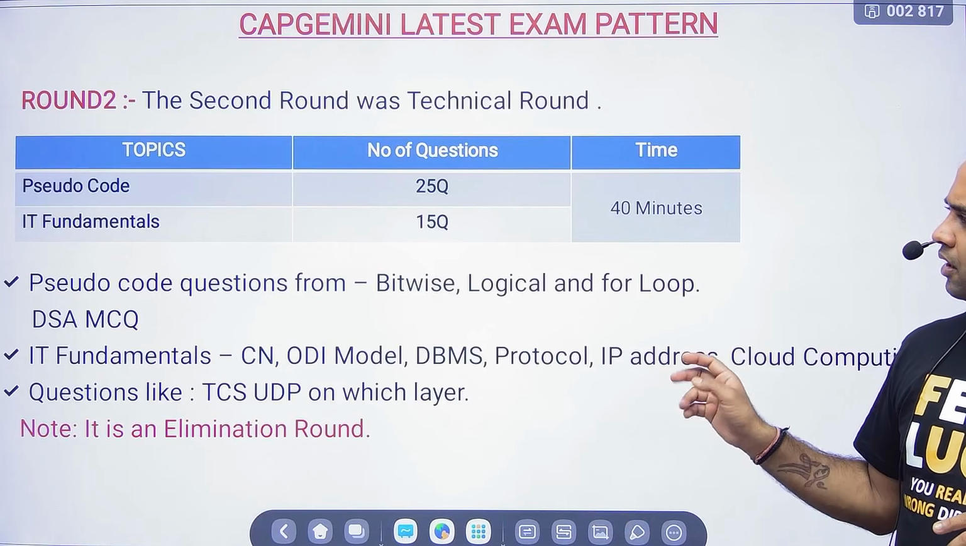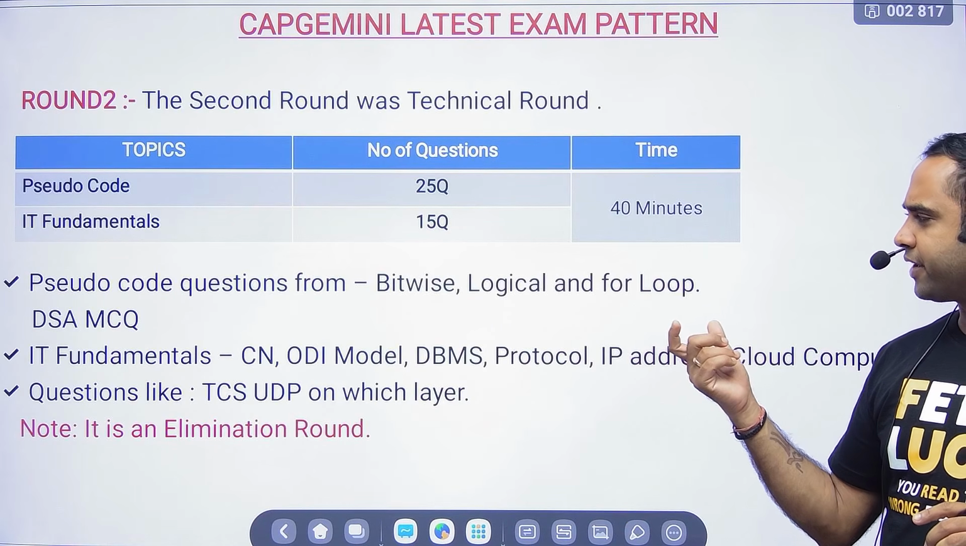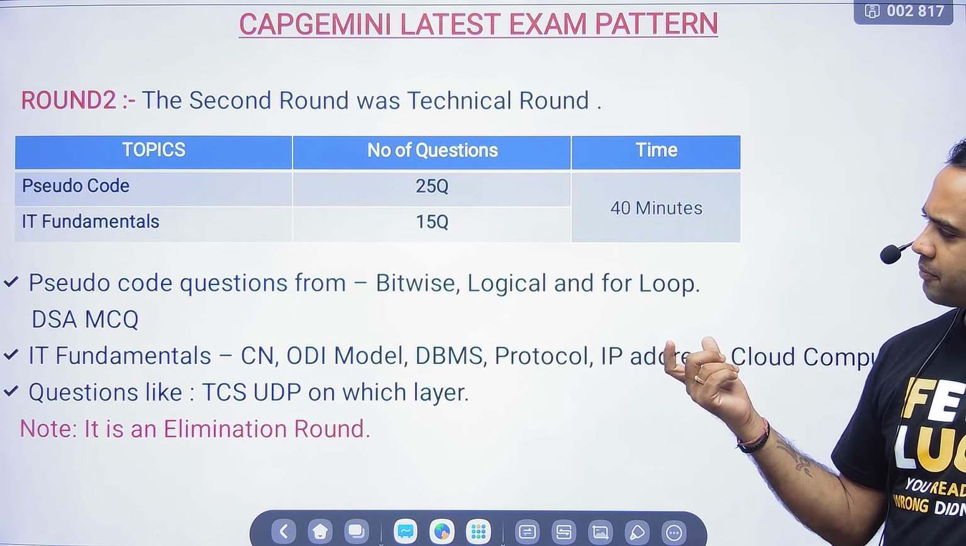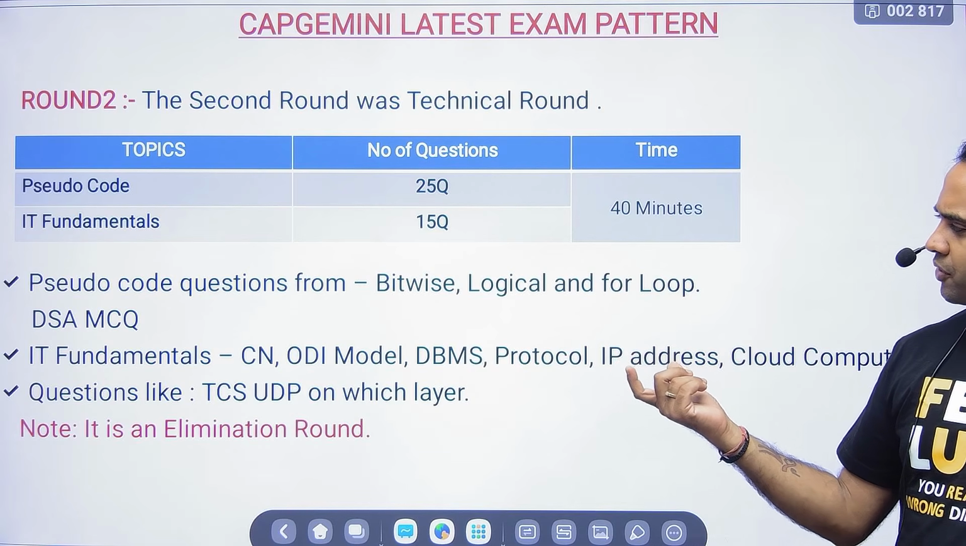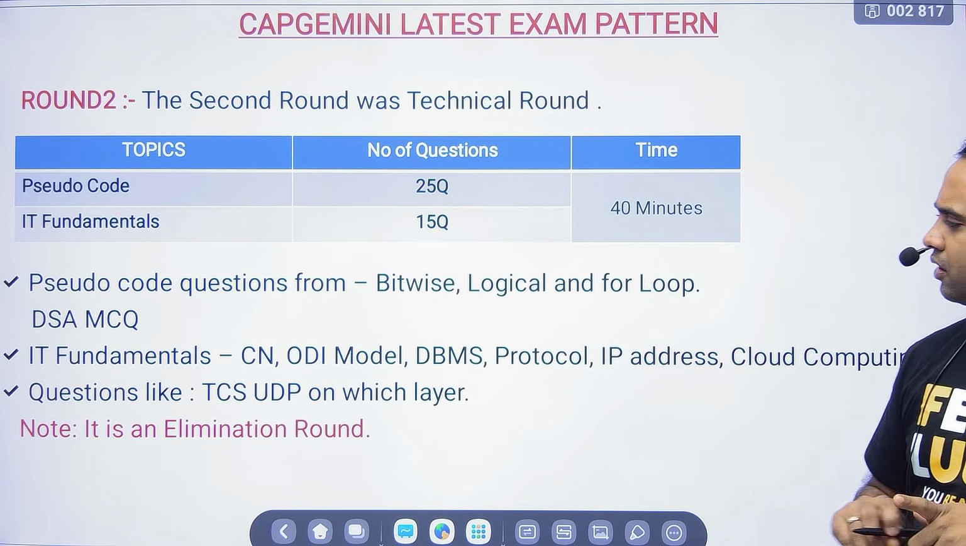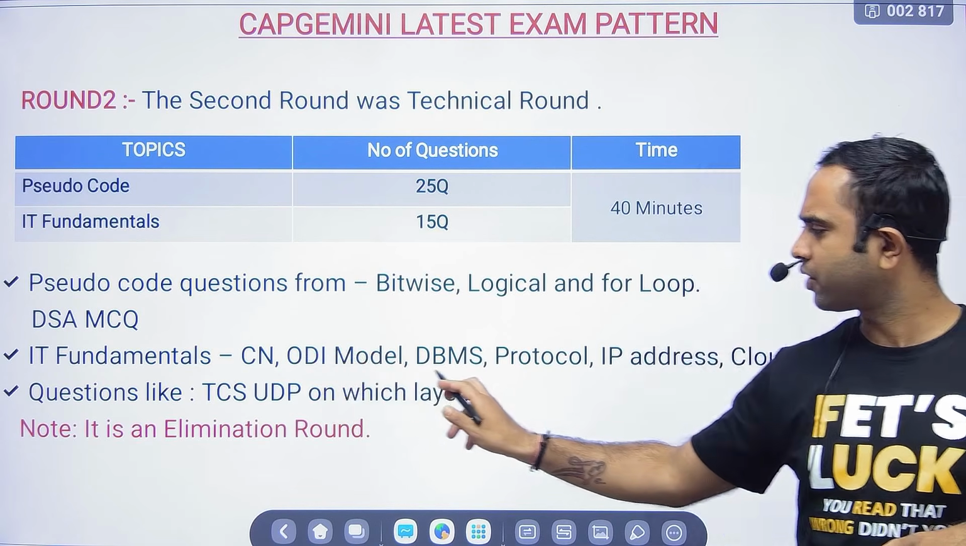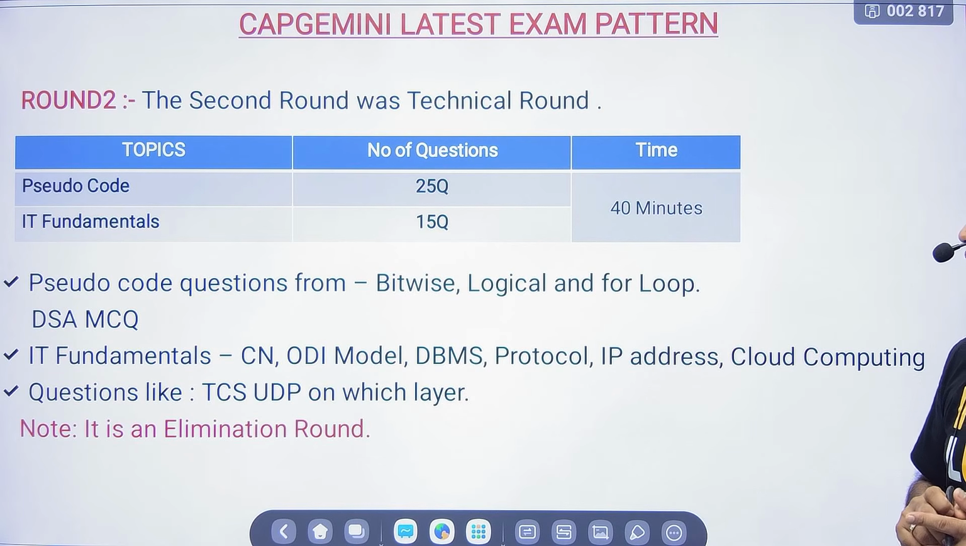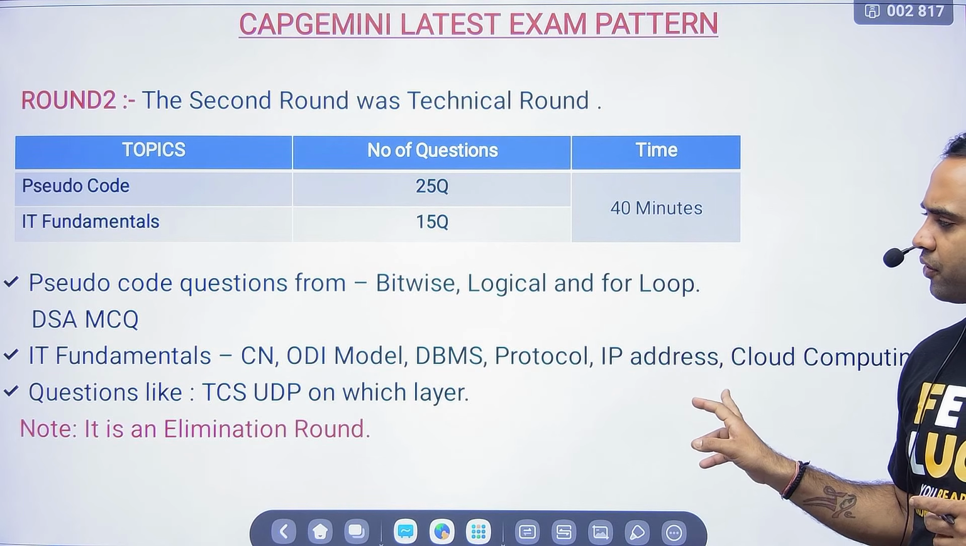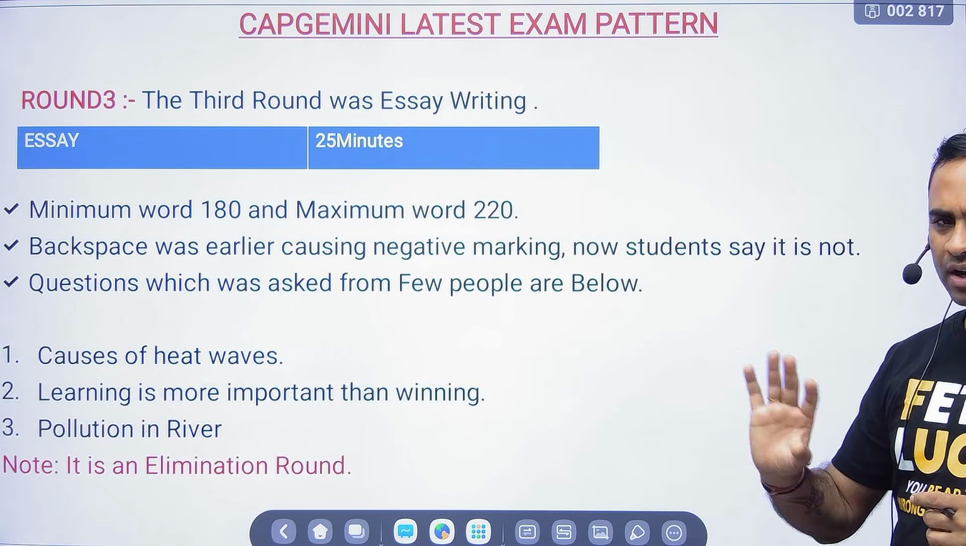Pseudocode questions from bitwise, logical, and for loop. DSA MCQs were there. CN, computer network, OSI model. This is not ODI, this is OSI model. DBMS, protocol, IP address, cloud computing. Questions like TCP, UDP on which layer? And these are all elimination rounds.